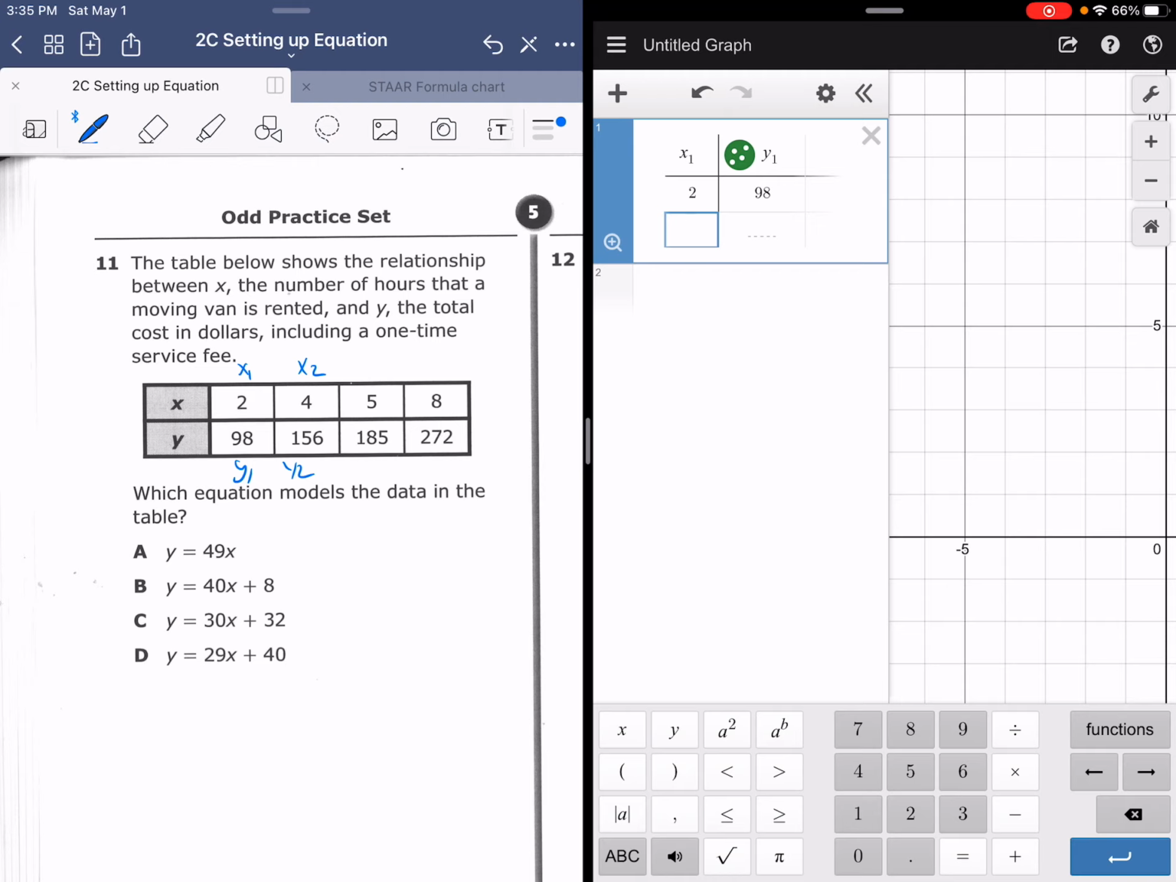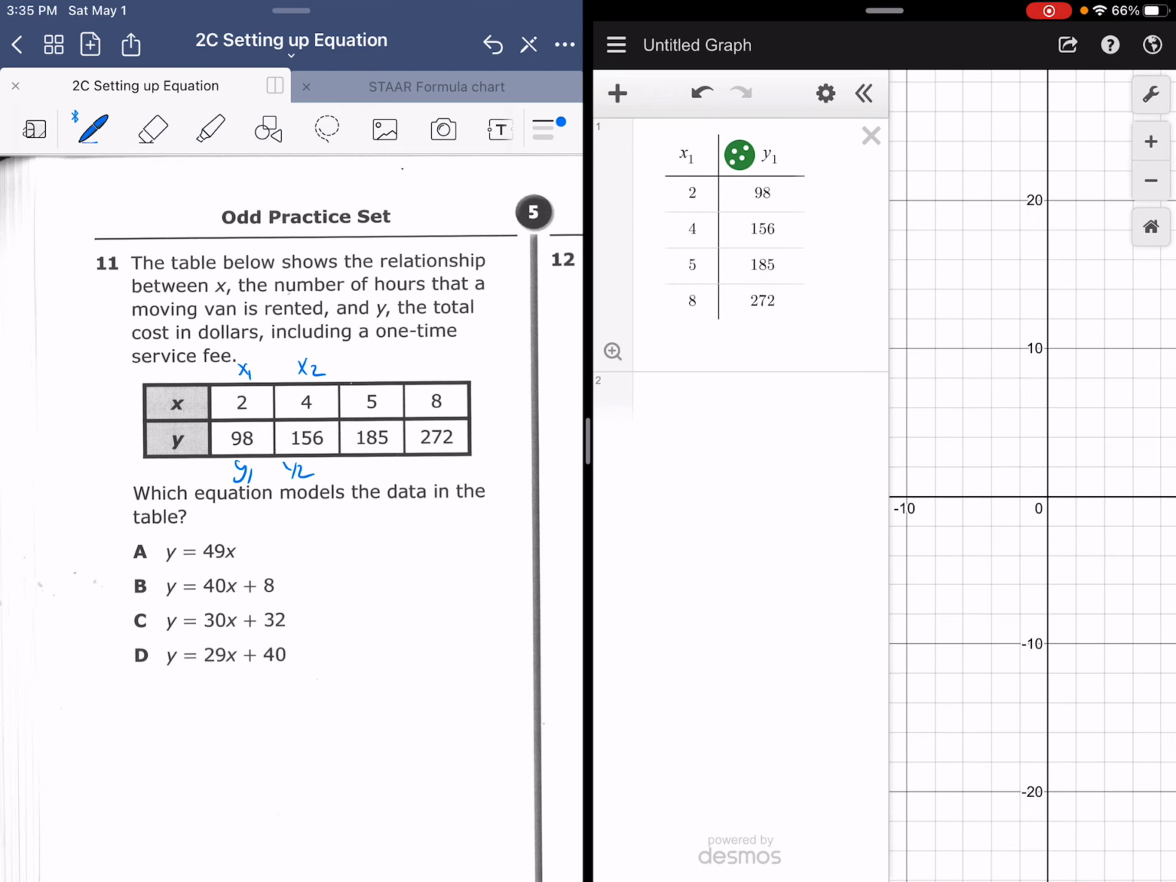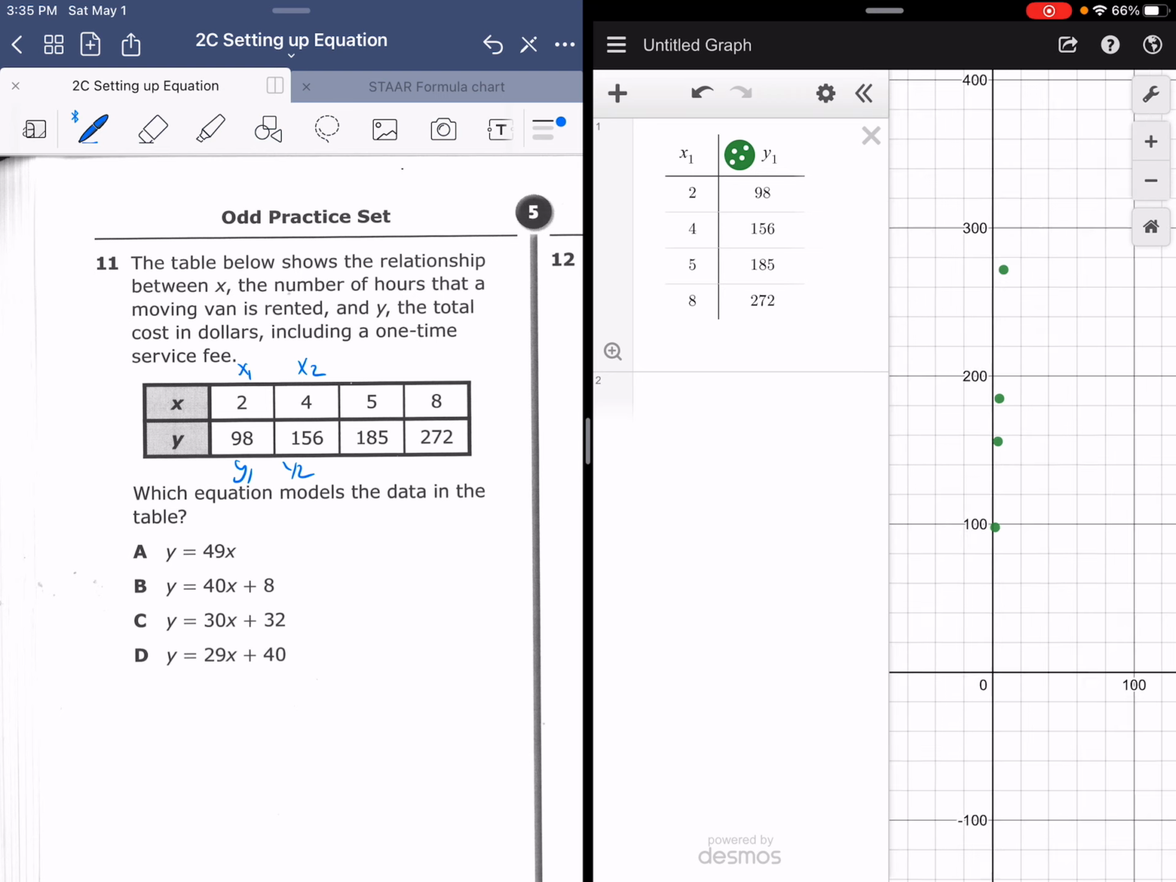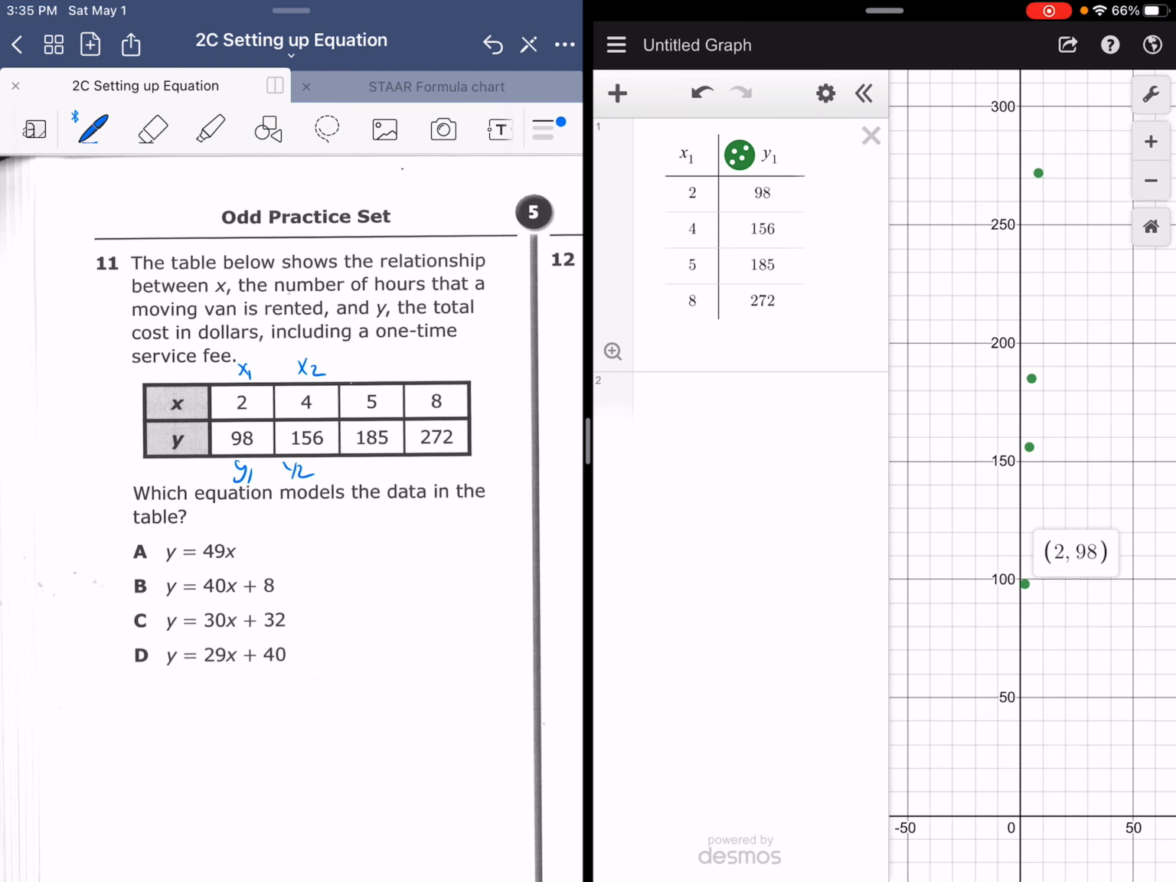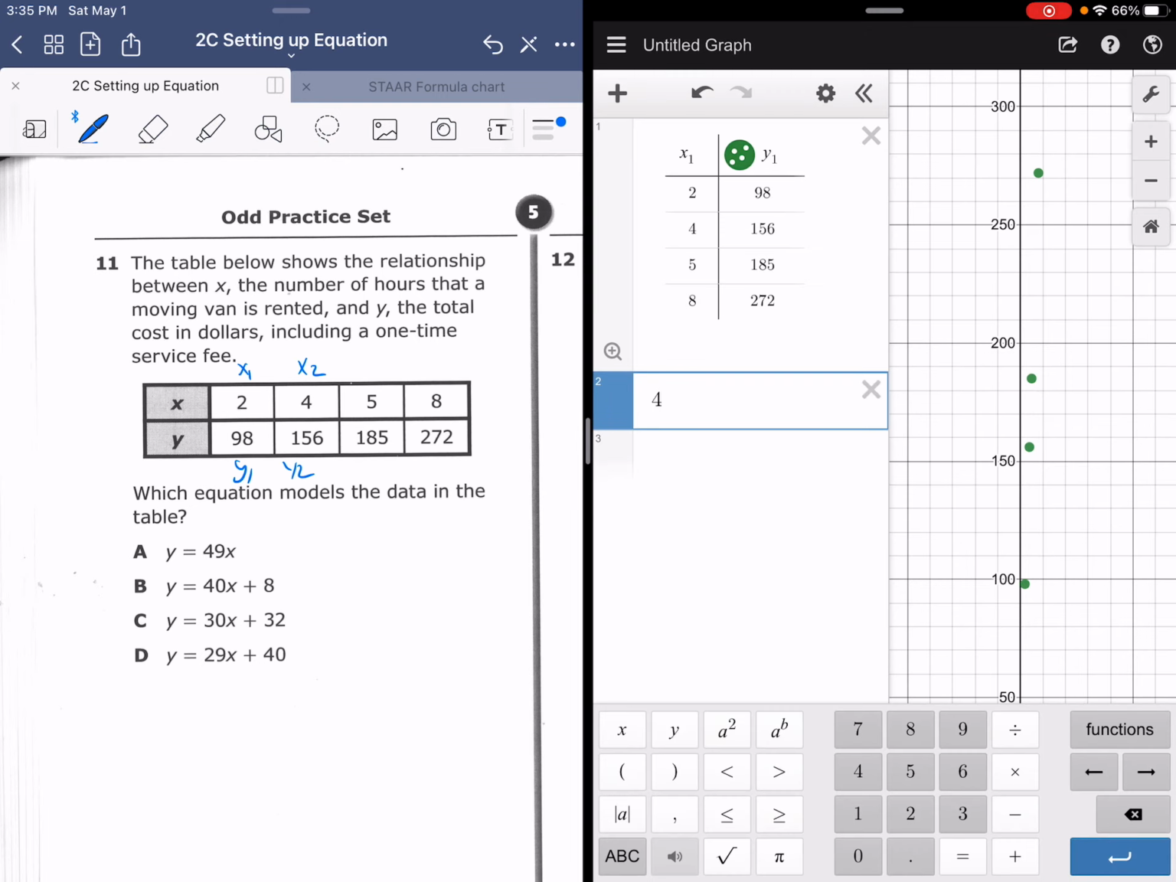298, 4, 156, 5, 185, 8, 272. Okay? So if you zoom out, you have this graph. I mean, not a graph, you have points like that, okay? And then what you're going to do is graph each one of these and see which one intersects this thing. The first one, yeah, we kind of do, but not quite well.